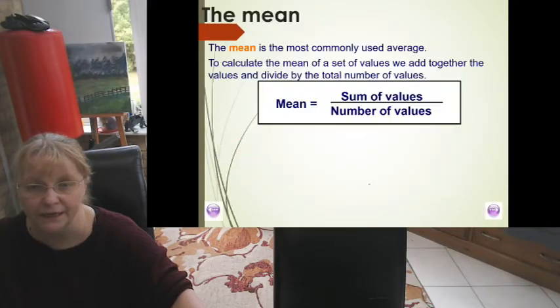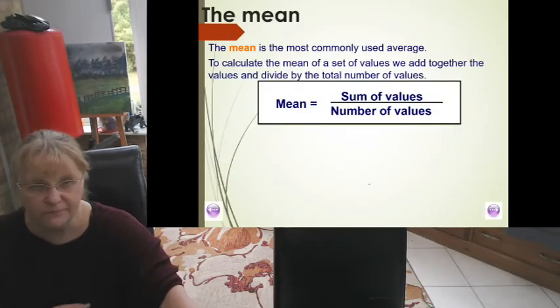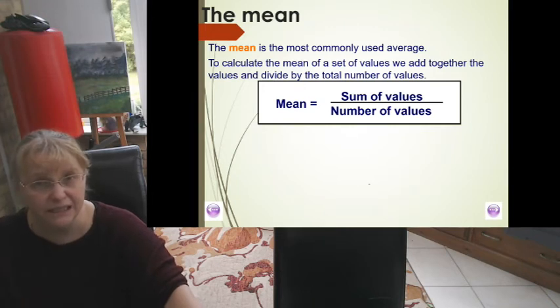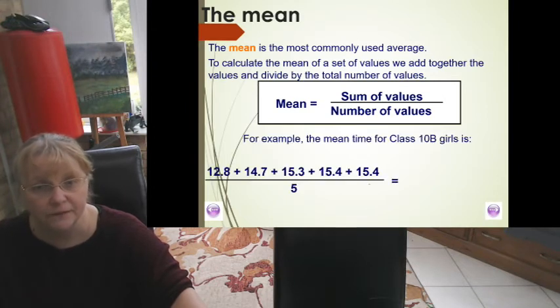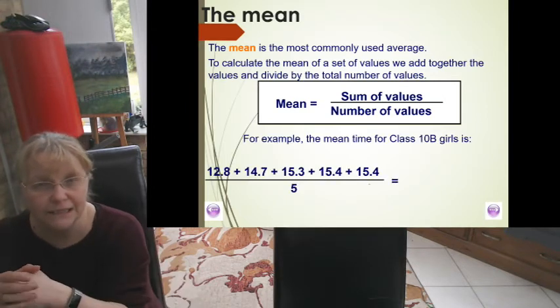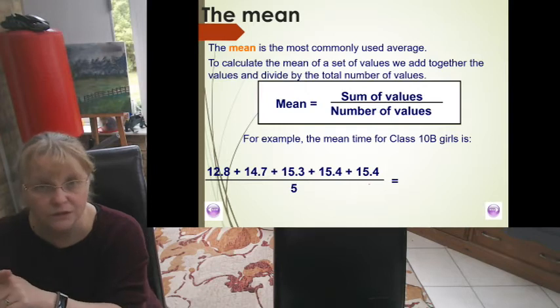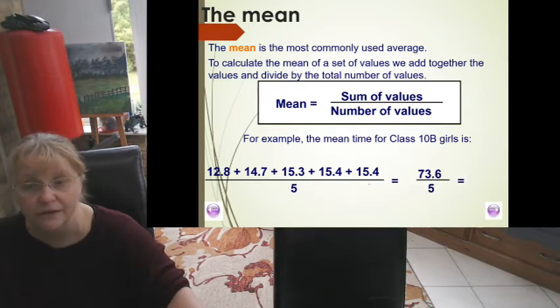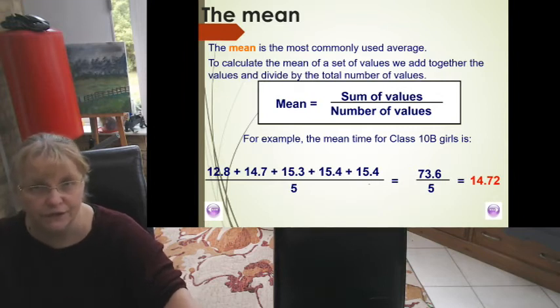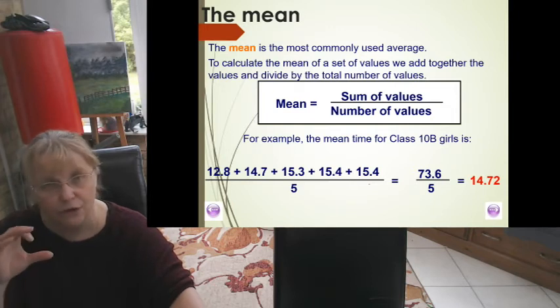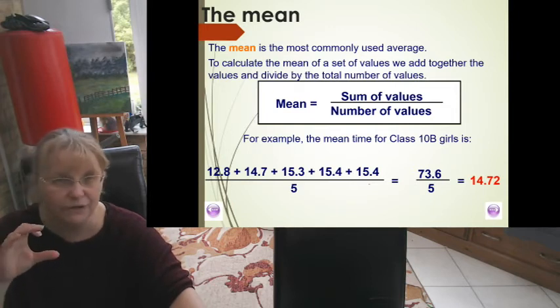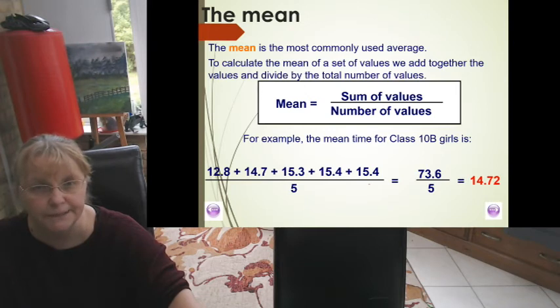Okay, welcome back. Now, I found that the best way to do data like this is to use the mean. Remember, the mean is the sum of the values divided by the number of the values. So if we just look at class 10B and we add up all the values and divide by 5, the mean number is 14.72. That's a good way to decide, on average, what the average time is for that group of 5 kids.